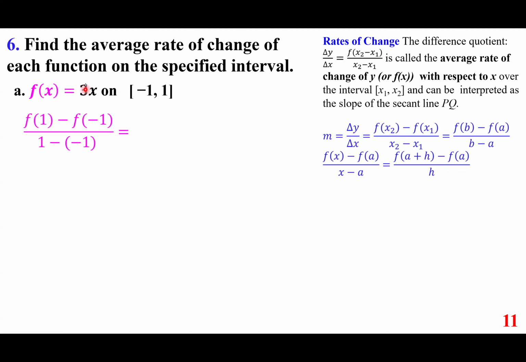So plug in 1, and then plug in negative 1. So 3 times 1 minus 3 times negative 1. So what we have here, 3 plus 3, and this is 2, 1 plus 1. And so the answer is 6 halves or 3.